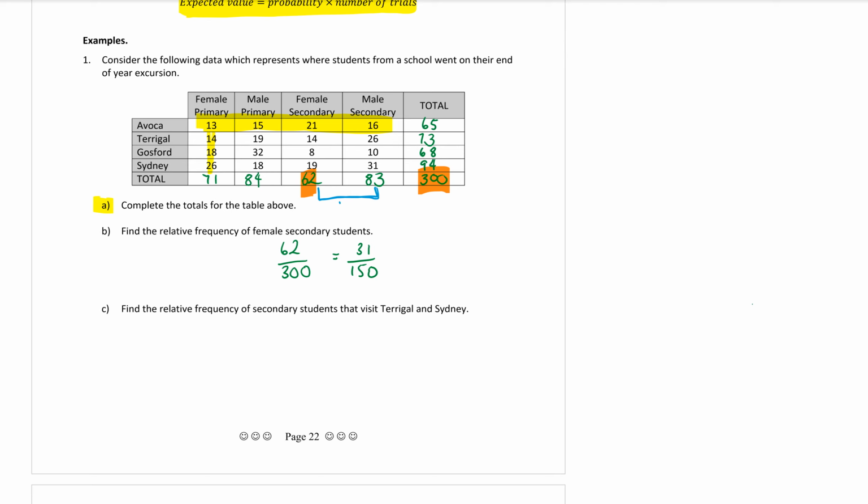So there is 145 secondary students. Now, we want to know how many of those secondary students visit Terrigal and Sydney. So, Terrigal, there was 14 girls that visited Terrigal, 19 girls that visited Sydney, 26 boys that went to Terrigal, and 31 boys that went to Sydney. So all those ones that I've highlighted there in green, I need to add those up.